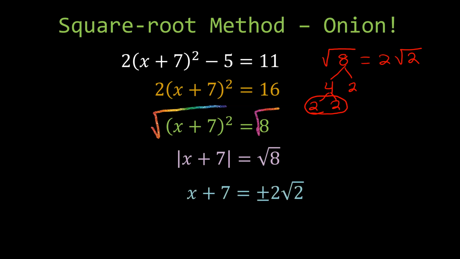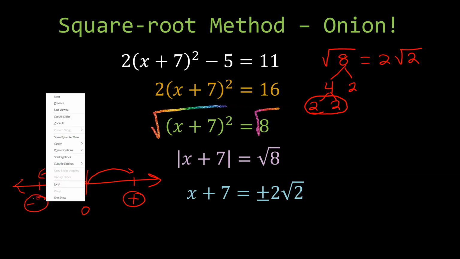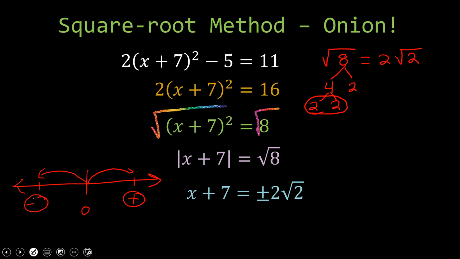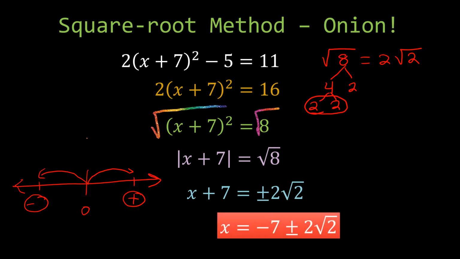And the absolute value, you could go left or right, because absolute value is distance from 0. So if the distance is square root of 8, I could go up to the right to get a positive square root of 8, or I could go to the left and get negative square root of 8. Okay, so absolute value, you get 2 answers, because you could go left or right and still stay the same distance. The last thing to do is minus 7. So x is equal to negative 7 plus or minus 2 square root of 2.